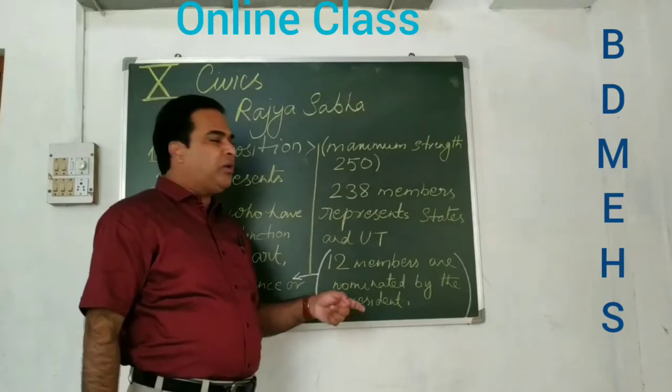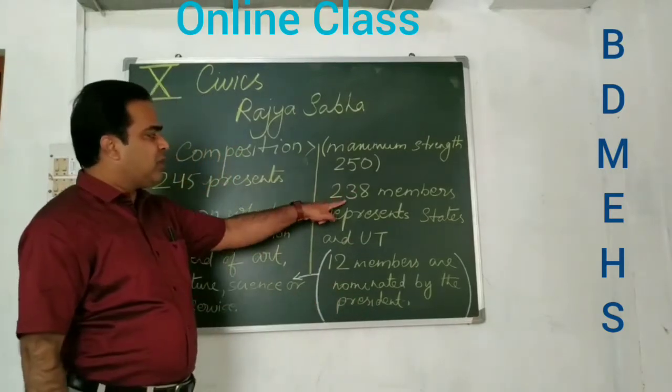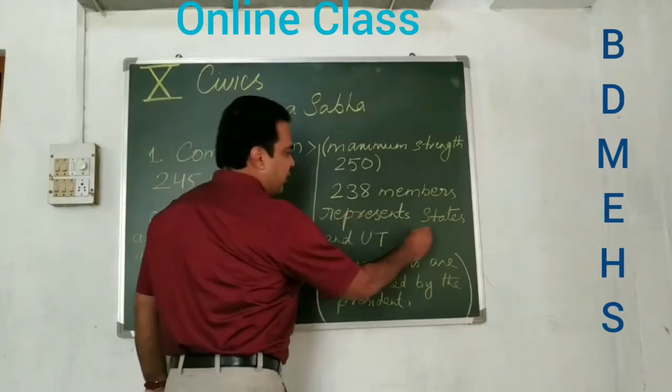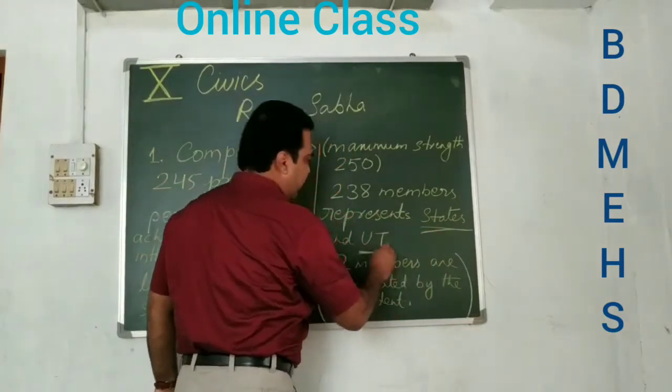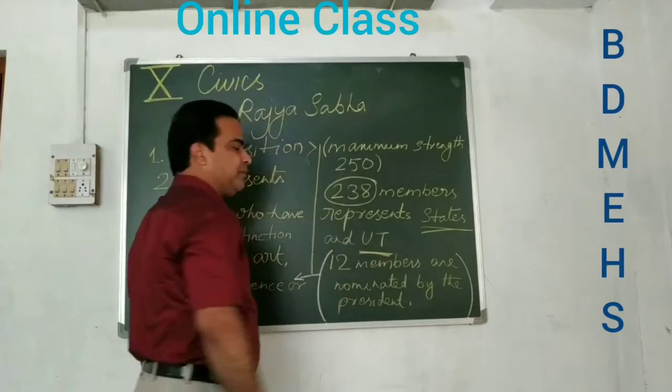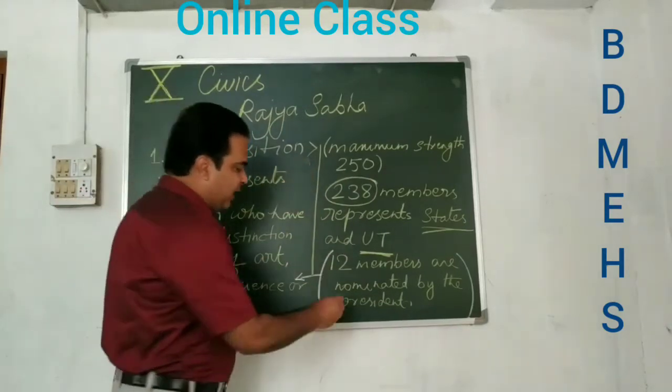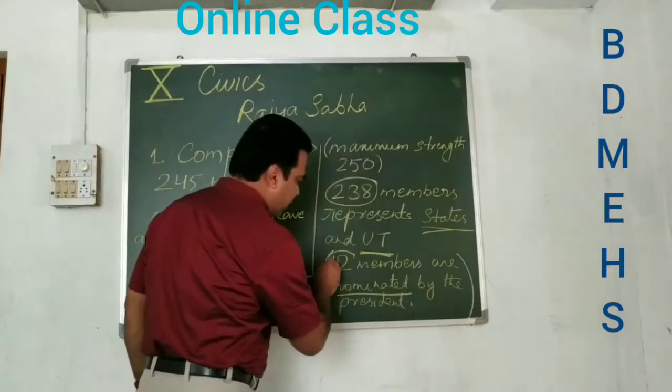Now out of 250, 238 members represent states and union territories. And 12 members are nominated by the president.